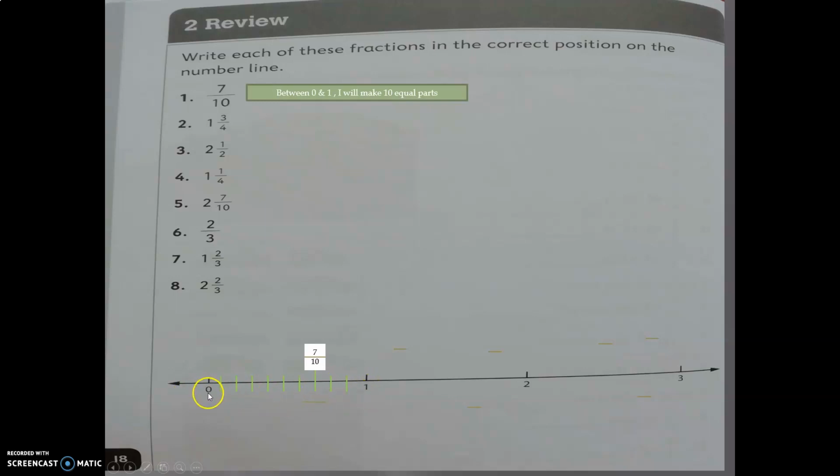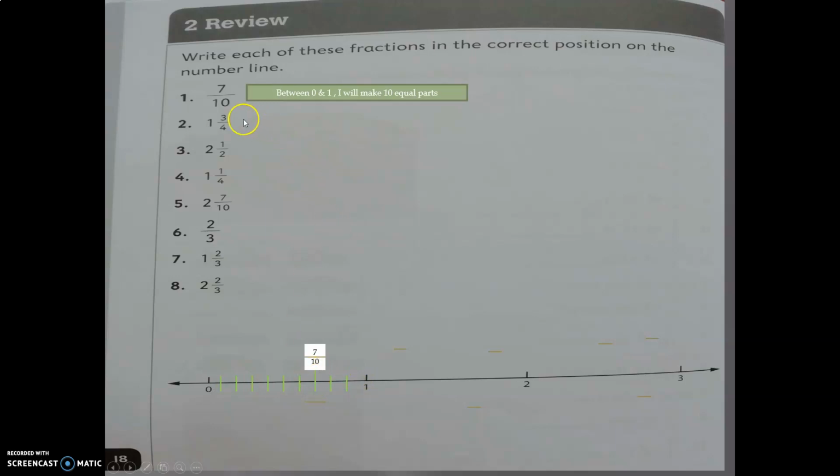If you move from 0 to the first part, it means you finished 1 out of the 10 parts. If you move to the next part, it means you finished 2 parts out of the total 10 parts. If you move to the third, it is 3 out of 10, 4 out of 10, 5 out of 10, 6 out of 10, 7 out of 10. And if you move more, you will reach 1. It will be here, 10 out of 10. So now we can locate 7 out of 10 here between 0 and 1 because it is less than 1.